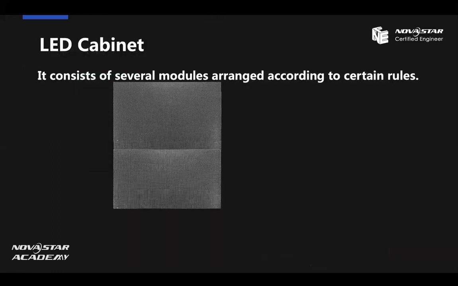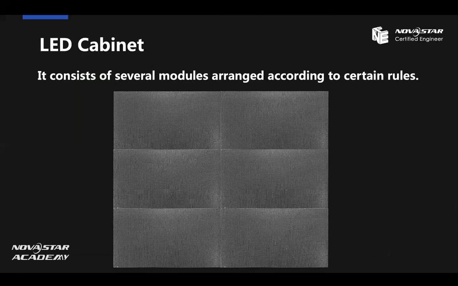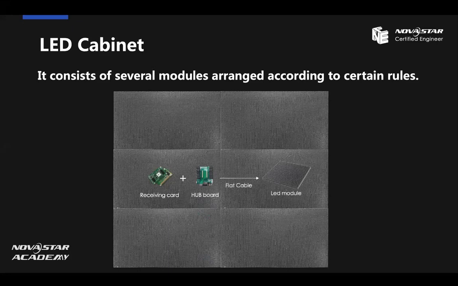Okay, let's move on. After the LED module, now we need to create an LED cabinet. LED cabinet consists of several modules arranged according to certain rules. And there is a receiving card and a hub card inside the cabinet connected to the LED modules through flat cable. So basically, this is what's inside the LED cabinets.